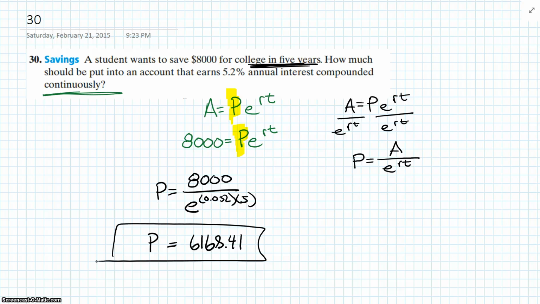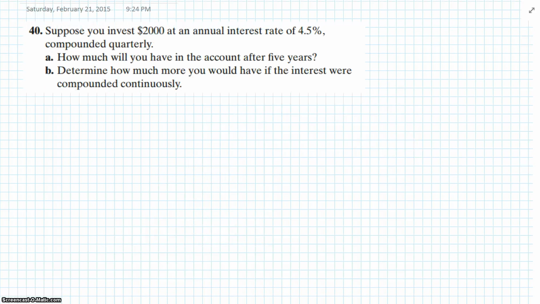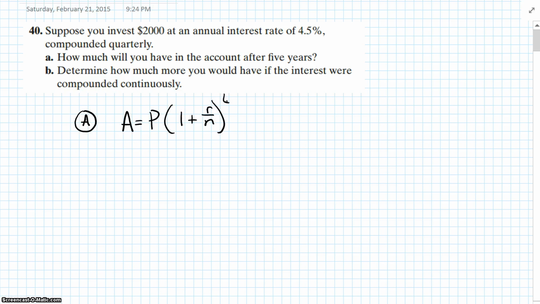Okay. Study this one. There's one like this on the test. Suppose you invest $2,000 at an annual interest rate of 4.5% compounded quarterly. How much do you have after 5 years? So this one is a little bit different since it's compounded quarterly. So A equals the principal times 1 plus the rate over how many times it's compounded, to the power of the number of times it's compounded times years.